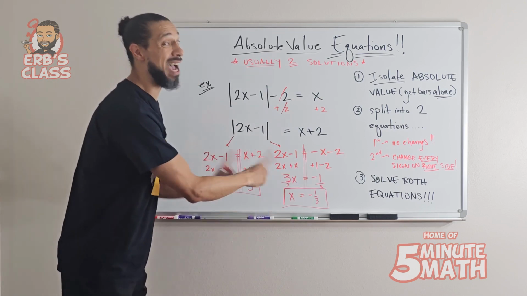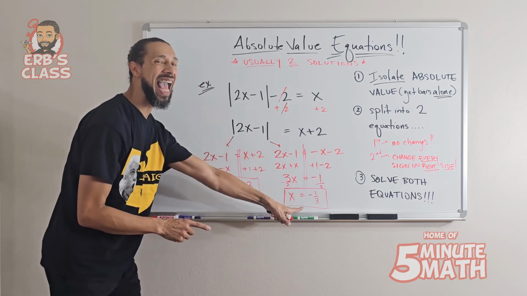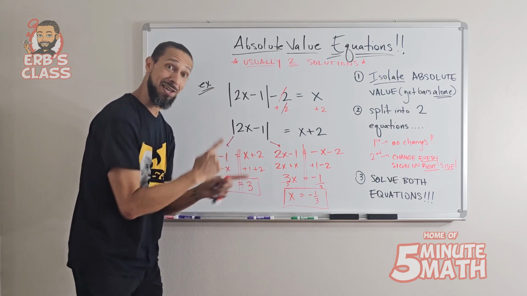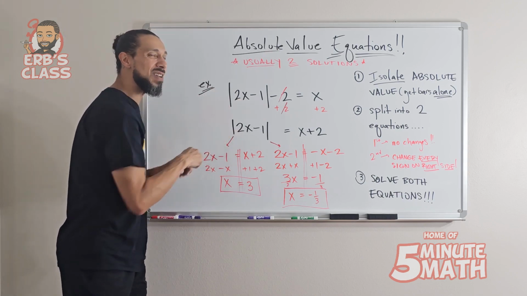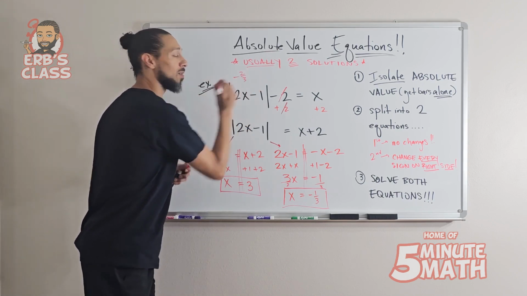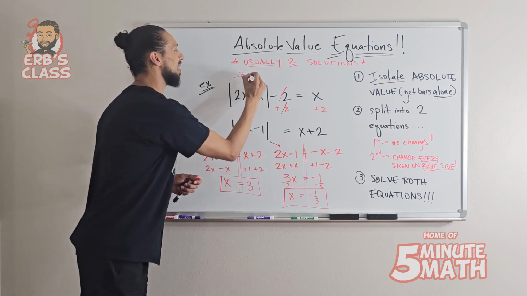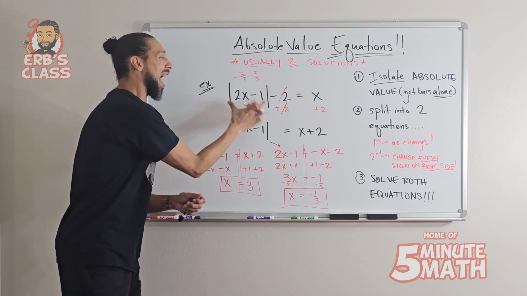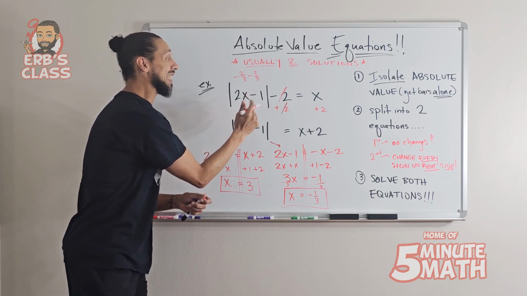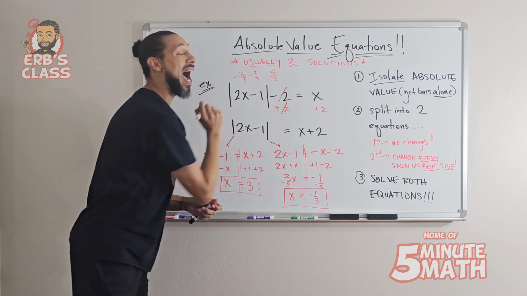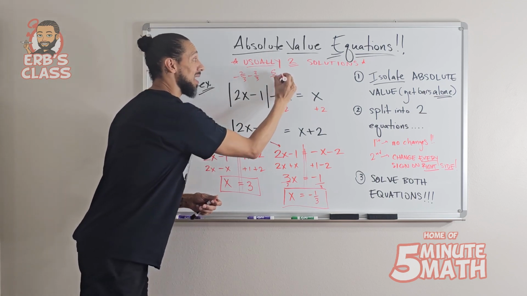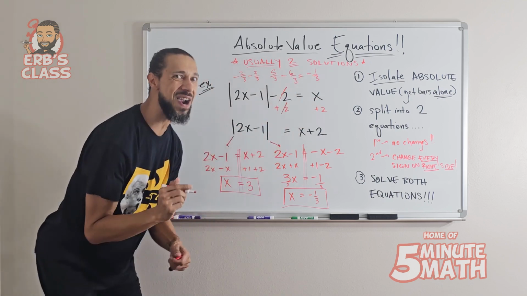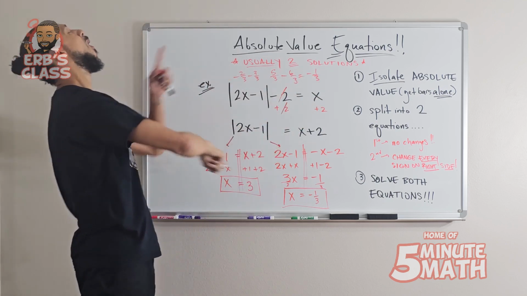Whew, okay. That one required a little bit more work, but we got x is equal to negative 1/3. Now, let's plug that back in and see if it works. 2 times negative 1/3 is negative 2/3, right? Minus 1, which is minus another 3/3, is negative 5/3. The absolute value of negative 5/3 is 5/3. 5/3 minus 2, which is 6/3, is negative 1/3. Isn't that what we got for x?